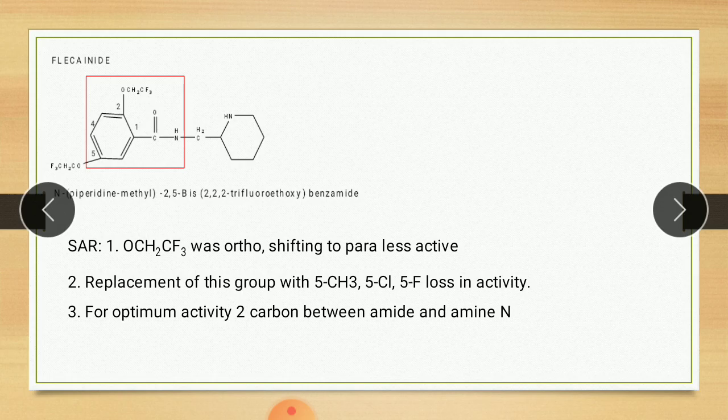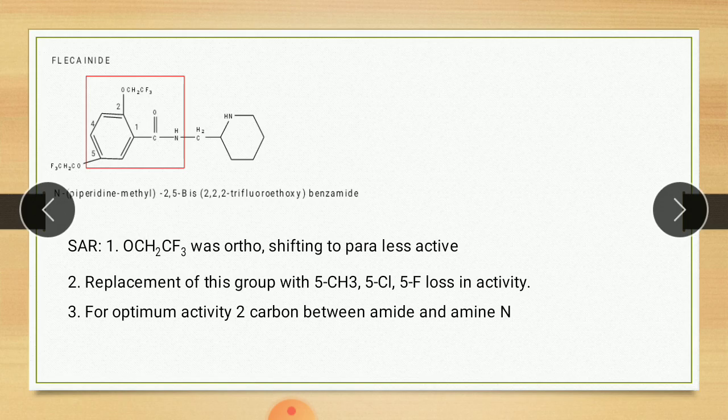There are some important points here. The first one is that the most potent compound has two trifluoroethoxy groups, one of which is ortho to the carboxamide function. The para substituted derivatives are less active. So the first point regarding these two groups: one is here and one is here, so this group is ortho and this group is meta substituted. If we shift this group to the para position, activity decreases. Second point, replacement of this group with methyl, chloro or fluoro leads to loss in activity. So we cannot replace this group with methyl, chloro or fluoro.